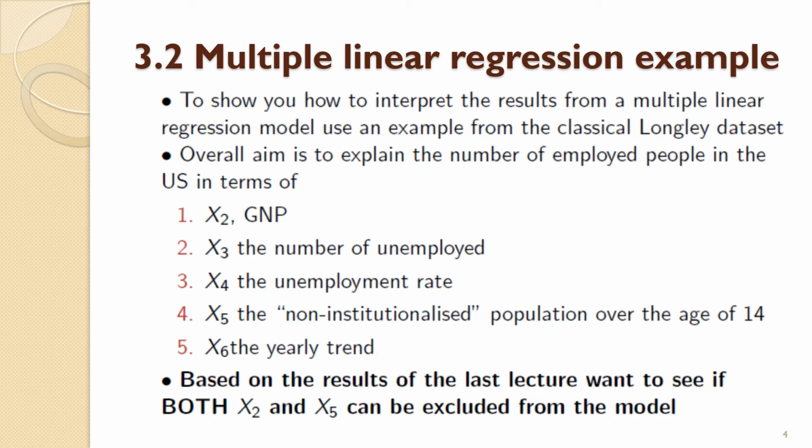In the last lecture, we performed a sequence of individual t-statistics to test the individual significance of the various parameters, and the suggestion there was that both x2 and x5 can be excluded from the model. Now we want to use a more systematic F-test approach, using this hierarchy of tests. Based on what we saw in the last lecture, we want to see if both x2 and x5 can be excluded from the model. The t-statistics can give you an indication of what's going on, but really it's the F-statistic which is the most systematic and best way of testing this hypothesis.